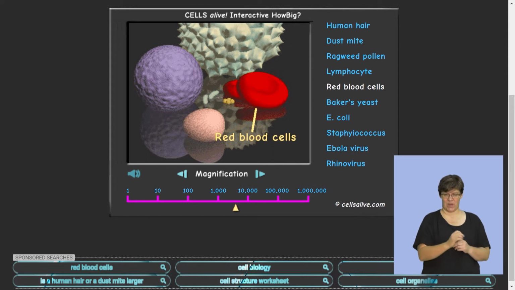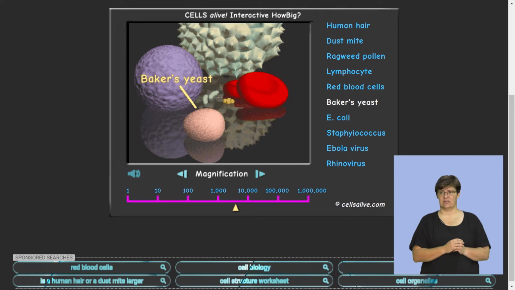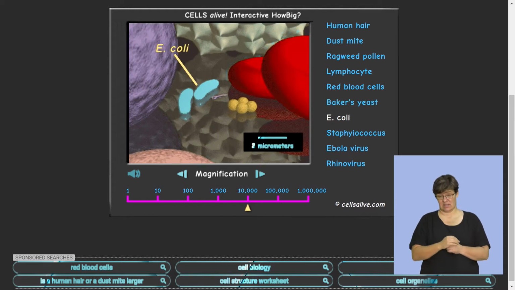And if we compare that to the yeast that is used in baking, we're going further to a cell size of between 1,500 micrometers. E. coli, which are rod-shaped bacteria found in your intestinal flora, are between, again, 10,000 micrometers in length.